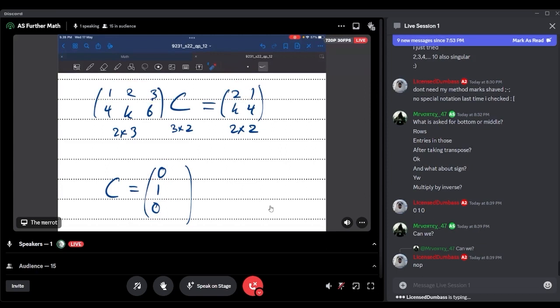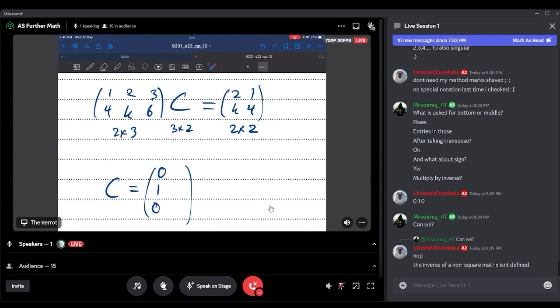No, you cannot multiply by an inverse because there's no inverse for a 2 by 3 matrix. There is no inverse for a non-square matrix. That's correct.